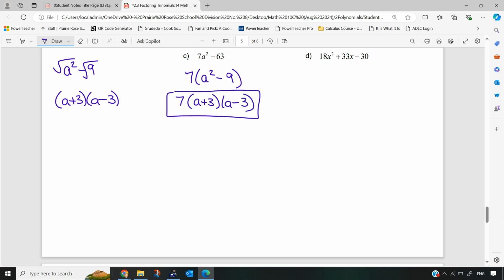No need to do slip and slide. Last example, again, we're going to start by checking for a GCF. In this case our GCF is 3, so we're going to pull out a 3, and that's going to leave me with 6x squared plus 11x minus 10.